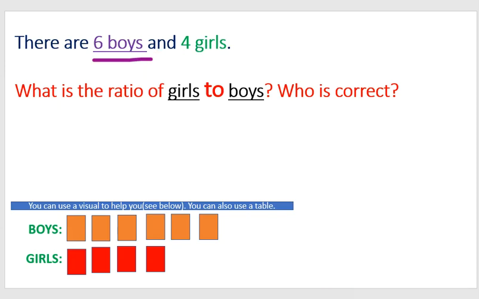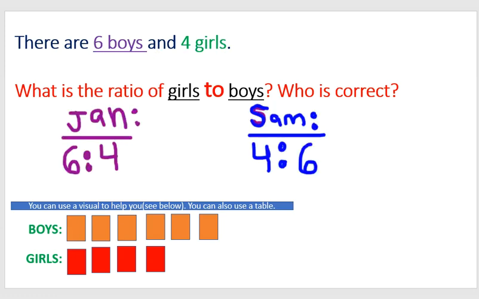Who is correct? So here is what 2 students did. Here's the work of 2 students, and Jan wrote her answer as 6 to 4. Remember, even though it's written with a colon, we read it with the word "to." So 6 to 4, and Sam wrote his answer as 4 to 6.